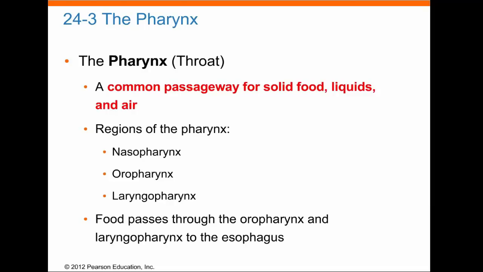The pharynx is divided into three areas. We have the nasopharynx, the oropharynx, and the laryngopharynx. You can have a look in a diagram in your book. And food passes through the oropharynx and the laryngopharynx down into the esophagus.